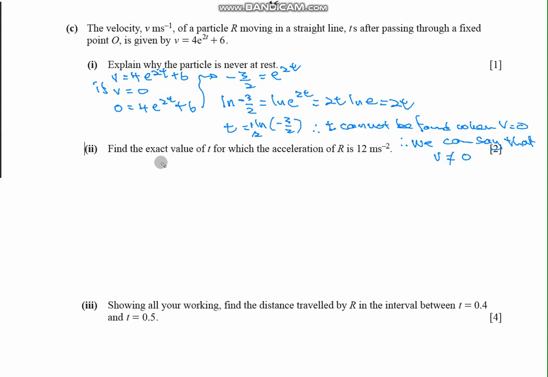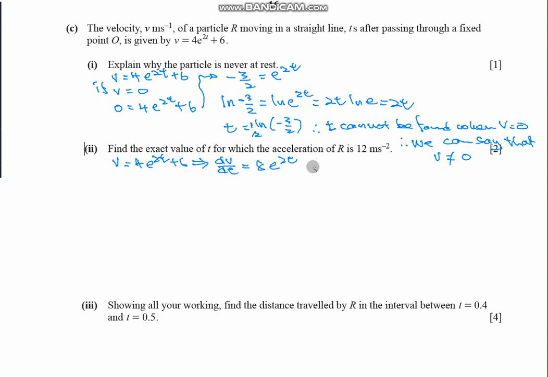Now the second one, which is the acceleration equal to 12 meters per second squared. Now this is a velocity, so if you differentiate, then you get the acceleration function. So you differentiate dv/dt. Okay, now you get 8e^2t.